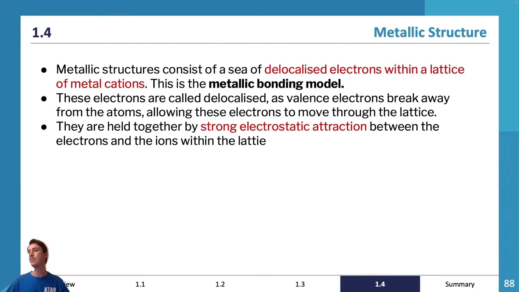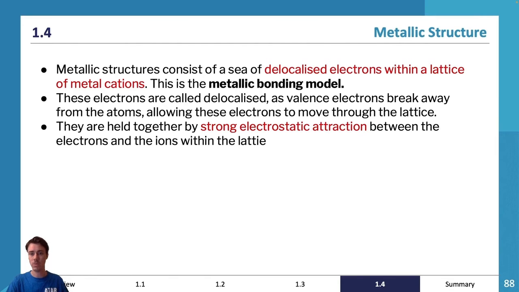So essentially what we refer to this as, and this is a really key wording that you need to know throughout this year and next year, is that metallic structures consist of a sea of delocalized electrons within a lattice of metal cations. This is the metallic bonding model, and it's something that you'll see. I don't know why there are no images of it here, and I really want to grab an image.